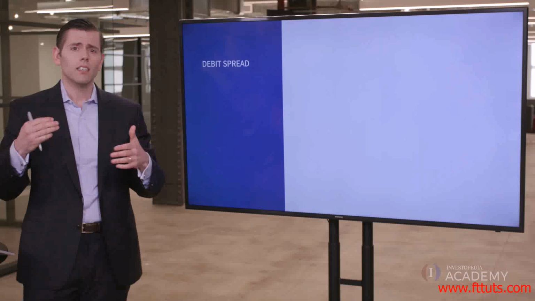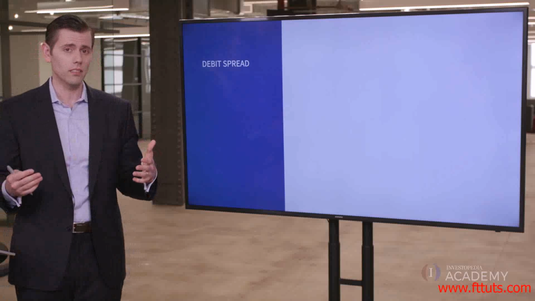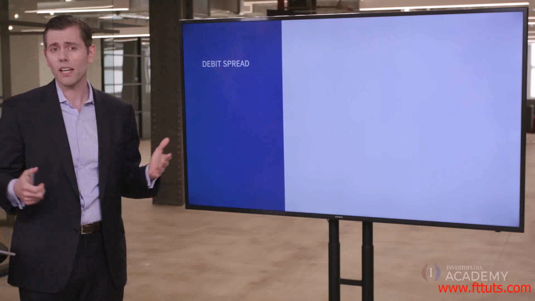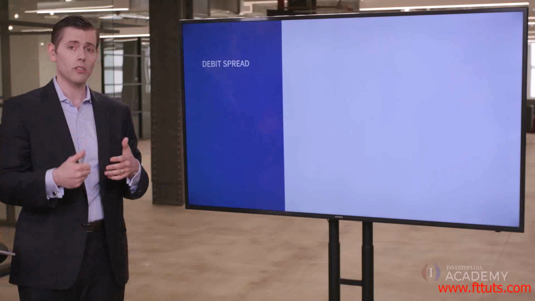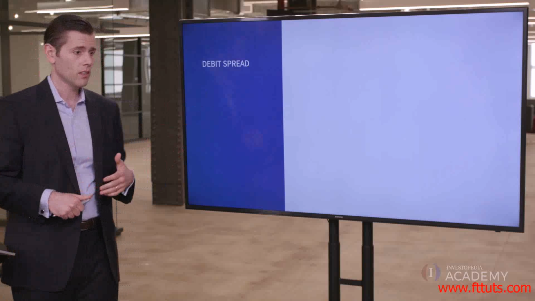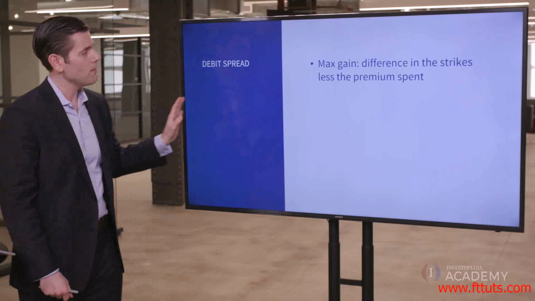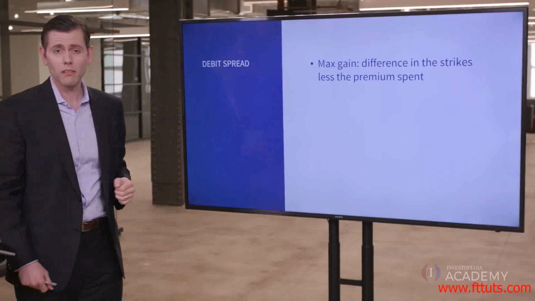Now, since we're talking about spreads, let's talk about one of the most popular spreads, and that's your debit spread. A debit spread you just need to think about as buying a spread, because you're spending money, so your account is being debited. Let's write out what the max gain looks like. The max gain is going to be the difference in the strikes less the premium spent.